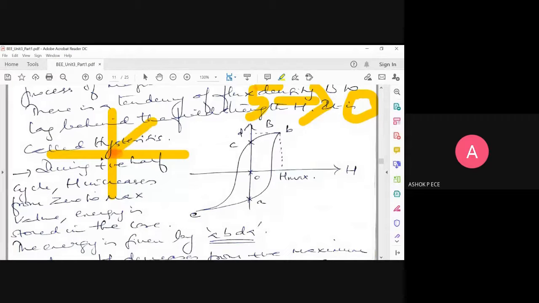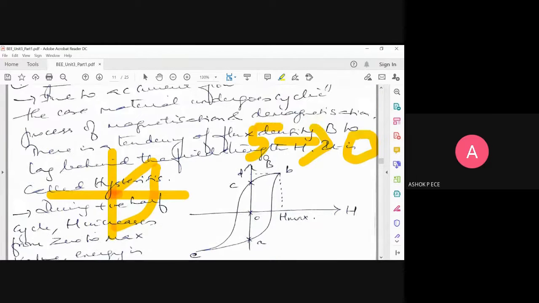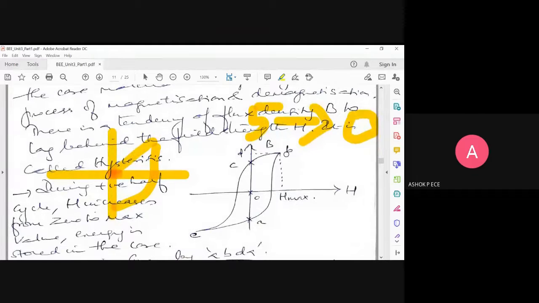So from 0 to 5, it will increase, and from 5 to 0, it will follow the same path. But here, from 0 to 5 it will increase, and from 5 to 0 it will follow a different path like this. That is the diagram. When you increase the value, it takes one path, D to B. When it decreases, it has to take the path B to D, but it is taking the path B to A. So there is some difference here, right?